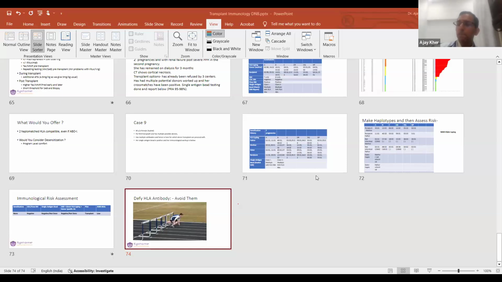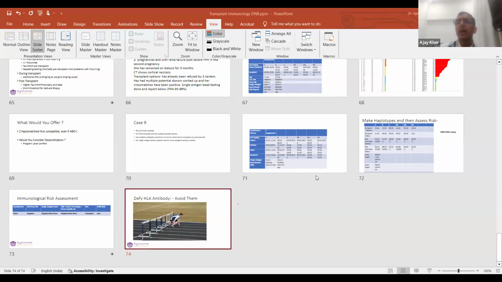Now you have multi-antigen beads. I showed you single antigen beads, where one bead has one antigen. Multi-antigen beads are made by the same companies. You run it on your flow cytometer, and you will get a PRA positive or negative. So that is one kind of PRA, where it's just a qualitative yes or no.